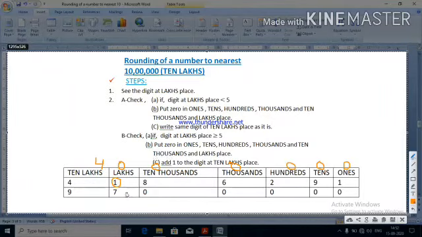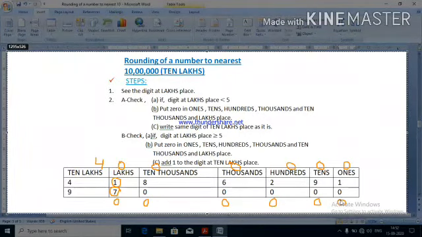Okay, see the digit at the lakh place. The digit at the lakh place is more than 5, so you have to write 0 here, 0 in the 100 place, 0 in the tens place, and 0 in the ones place, but here you have to add 1, that is 10 lakh.